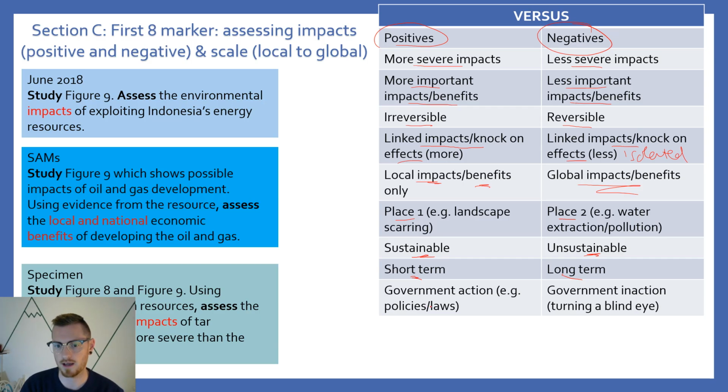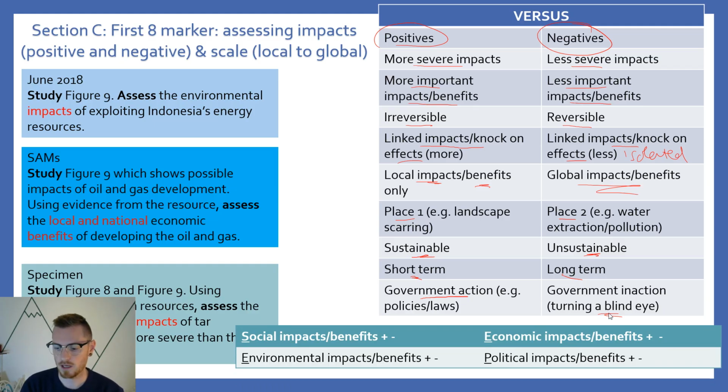And last one, could you look at impacts, both positive and negative, on the environment or economically, from a government point of view? Maybe there has been government action, like policies, legislation and law creation, that had a positive impact, or maybe the opposite of that, or maybe there has just been government inaction, a bit of a turning a blind eye. So the idea of the versus column here is to help you create points to answer that geographical key phrase.